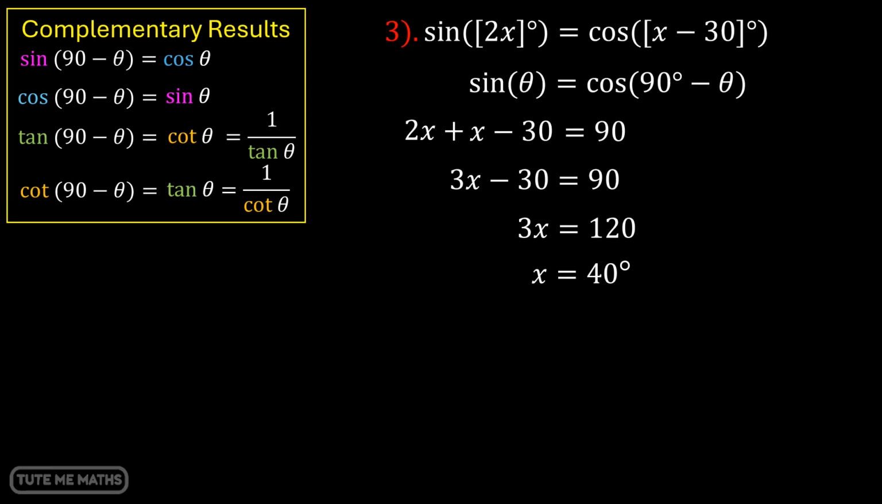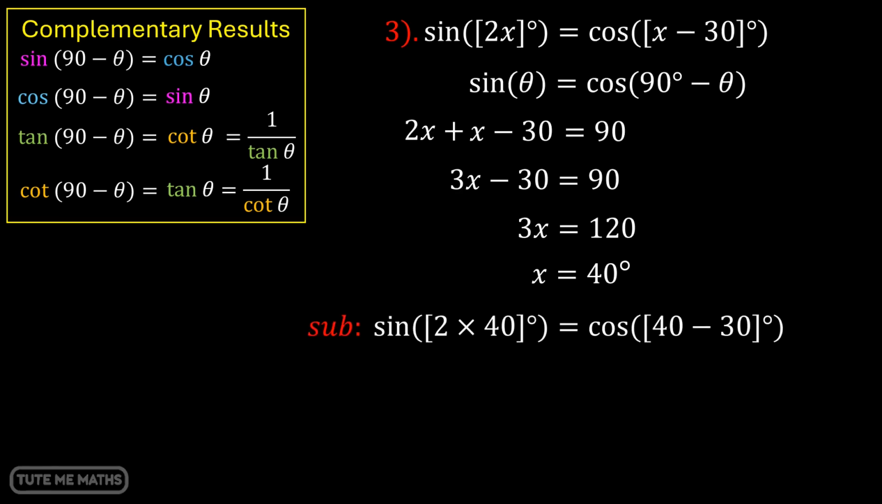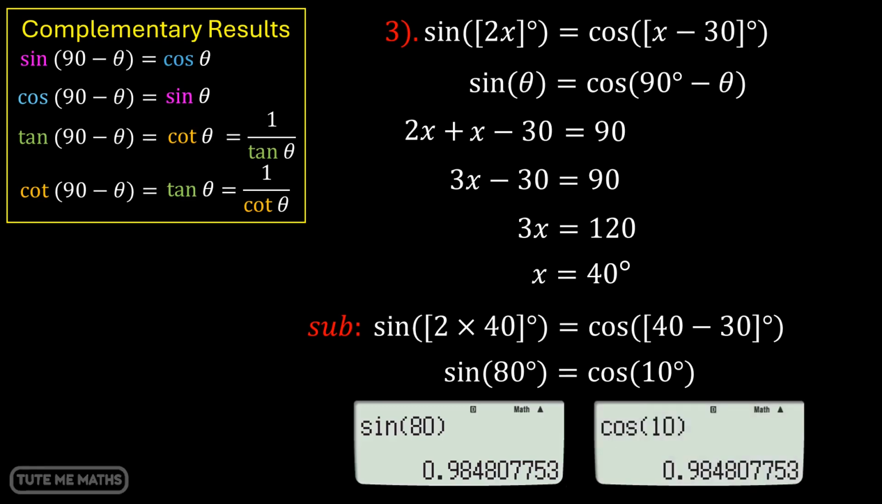It's easy enough to verify our solution is correct by substituting x equals 40 back into the original expressions. The left-hand side gives us sine 80 and the right side cos 10, which we know is correct since 80 and 10 are complementary angles. If in doubt, you can also confirm they are equal using your calculator.